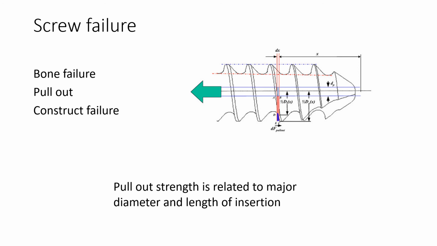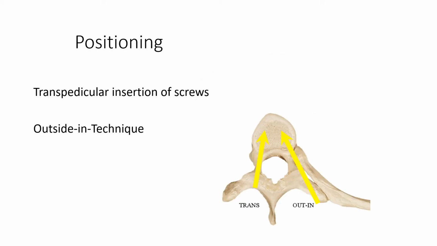The main factors in screw failure and pull-out are the major diameter and the length of insertion of the screw. So you should carefully consider the screw trajectory that you're using to maximize the strength of that screw. Obviously, screws at the cranial and caudal part of a posterior construct have the greatest loading for pull-out. So positioning of the screw is quite important.